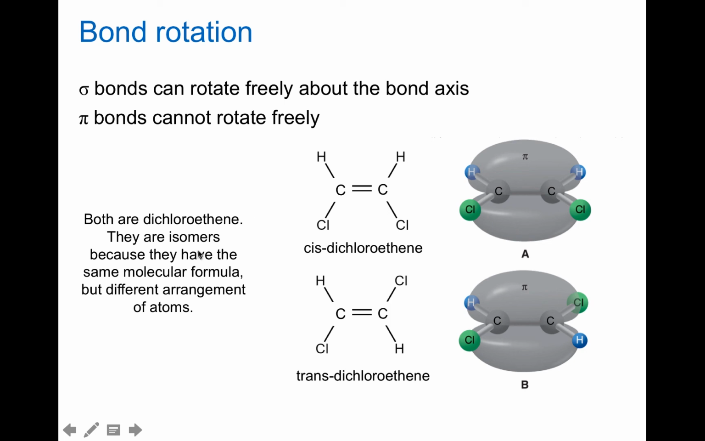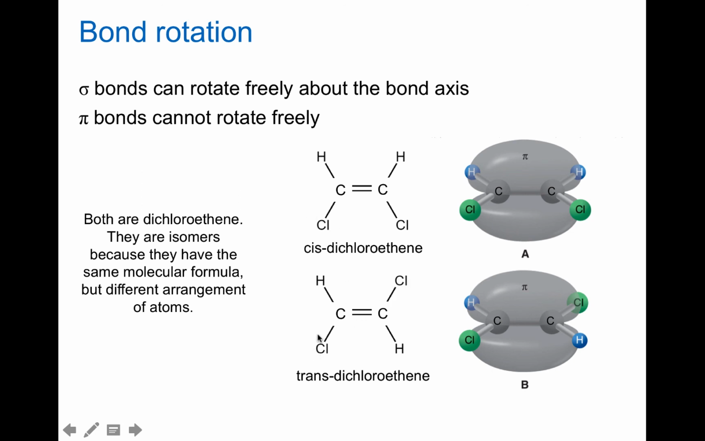That gives rise to something that we call isomers, where we have two compounds with the same molecular formula, but the way the atoms are arranged in three-dimensional space is different, and it makes the chemical and physical properties different. For example, both of these molecules have the chemical formula C2H2Cl2, and they're both called dichloroethene. However, one of them has both of the chlorines on the same side, so on the bottom side of the molecule, and the other version, the trans version, has the chlorines on opposite sides.